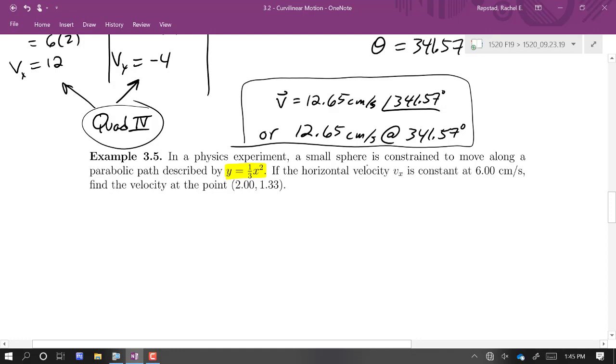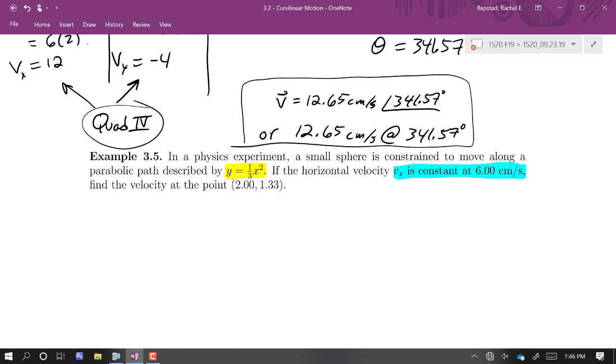So because the horizontal velocity is constant at 6 centimeters per second, what information did they give us there? I mean, we've got that component, right? So I think we could at least recognize that most of our work is going to be in finding Vy. Because if I have Vy, then I'm all set. I can use Pythagoras and arctan.